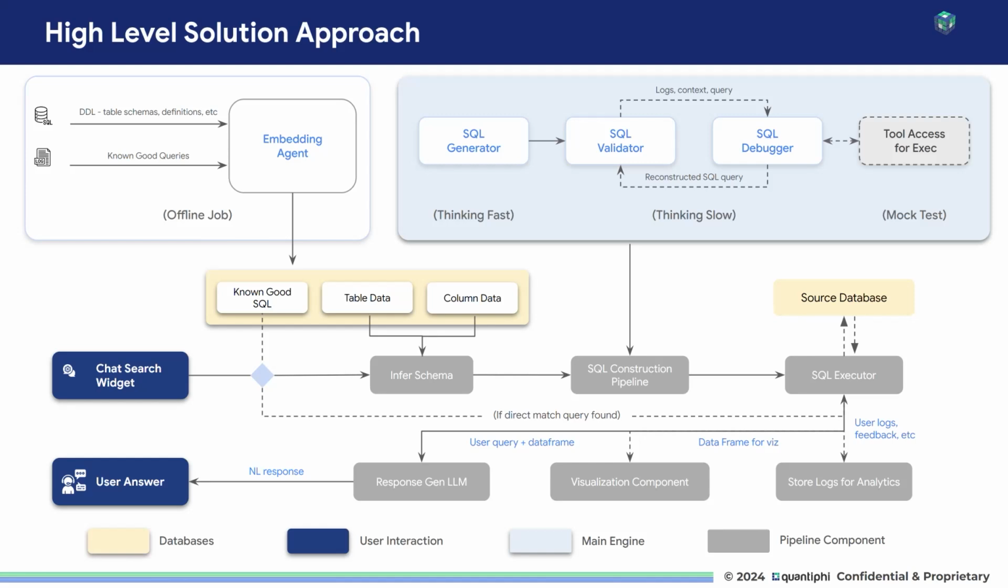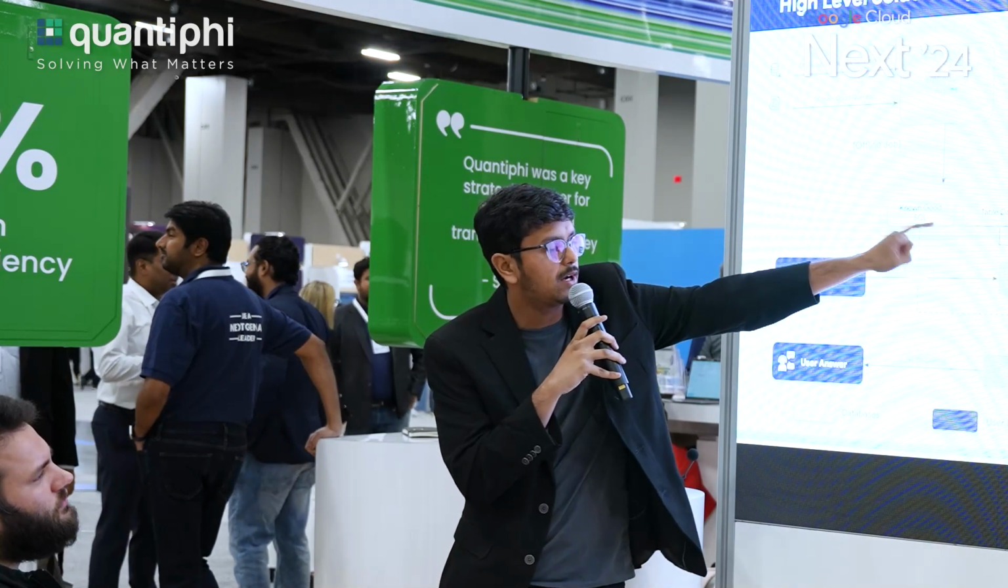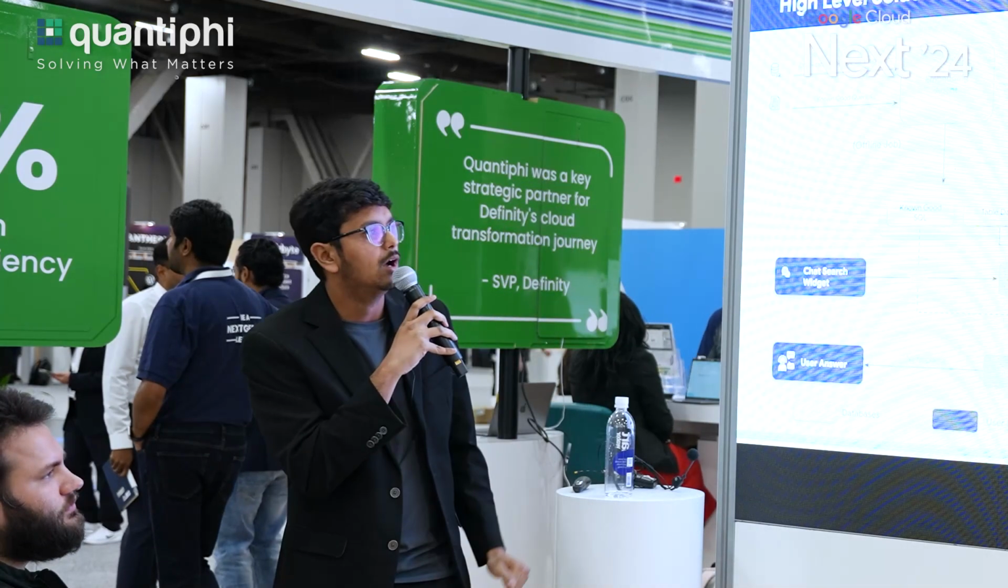That goes further. The next component is infer schema, which is used to understand the schema that would be required to answer the given user query. And that is where we use the table data and the column data that we had indexed. So this is basically table definitions, database definitions, and column metadata that helps the model understand which tables and columns are required. And the next is the SQL generation component.